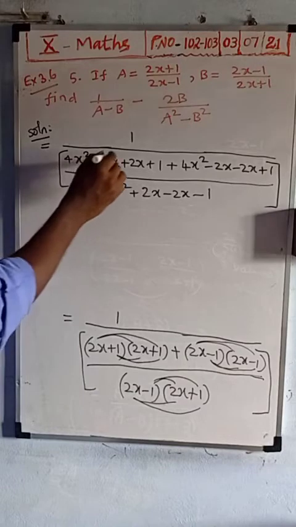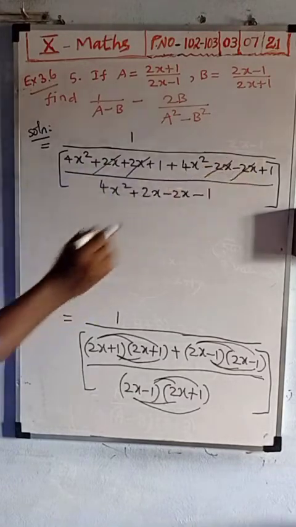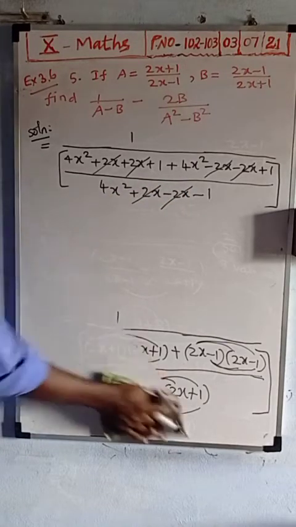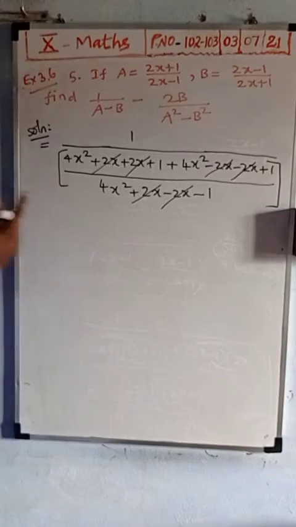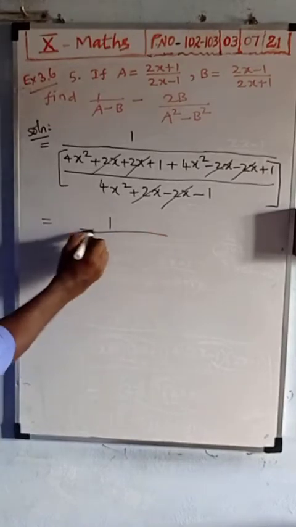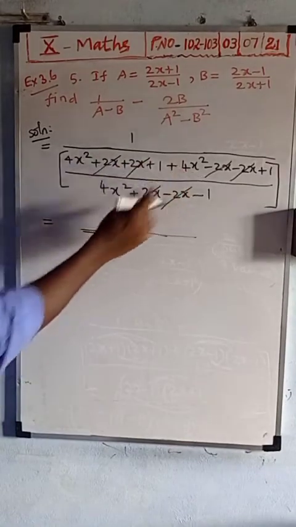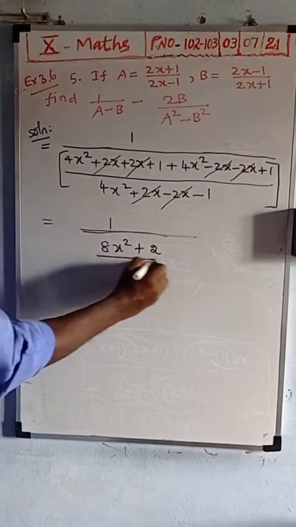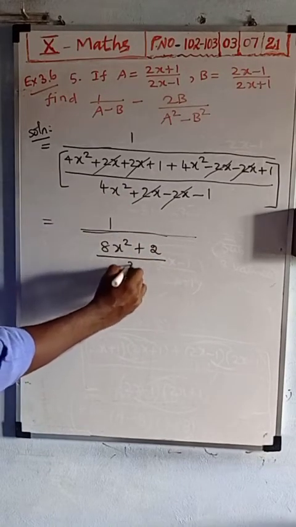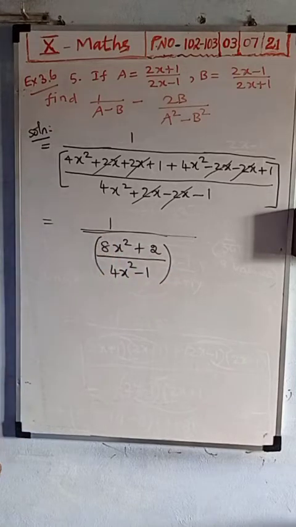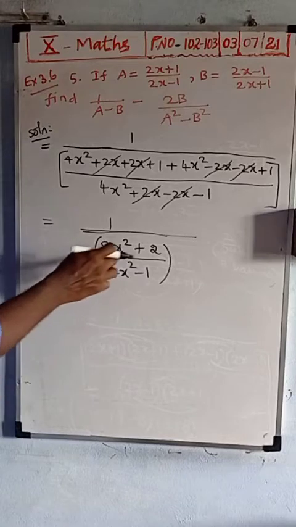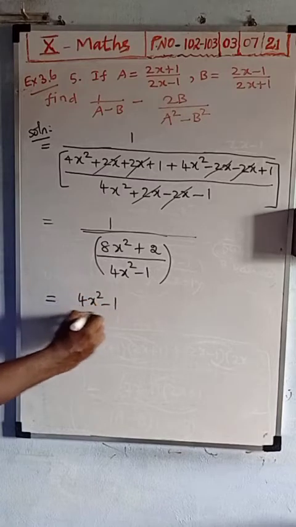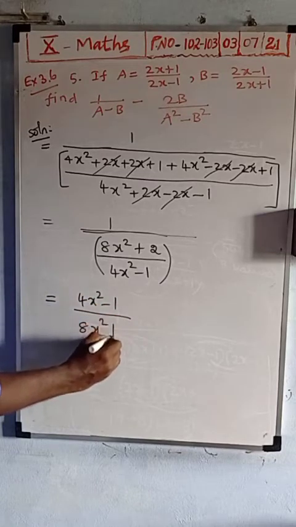In the numerator, if anything cancels, yes. Plus 2x minus 2x will get cancelled. Here plus 2x minus 2x will get cancelled. So now we will receive 1 divided by 4x squared plus 4x squared, you should add, 8x squared. 1 plus 1 you should add, plus 2, divided by here 4x squared minus 1. Now you want to take the reciprocal. Because the denominator has two terms, we want to take the reciprocal, meaning you will get 4x squared minus 1 divided by 8x squared plus 2.